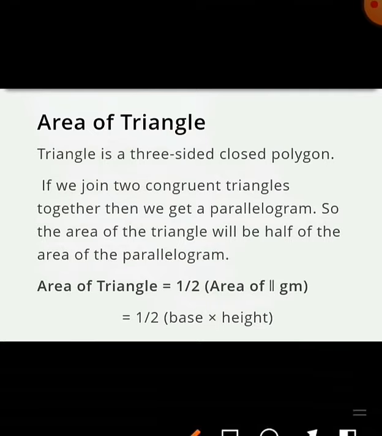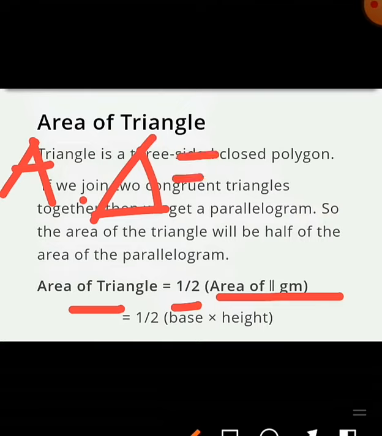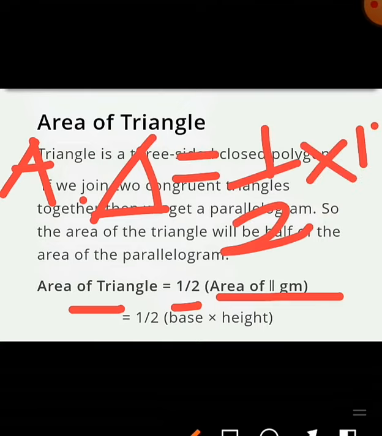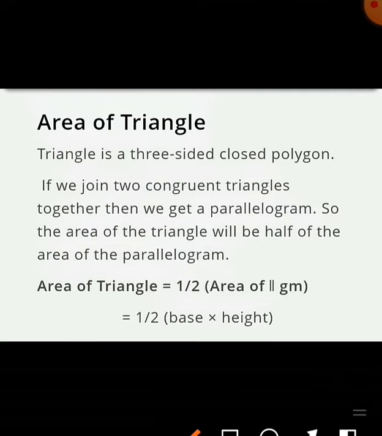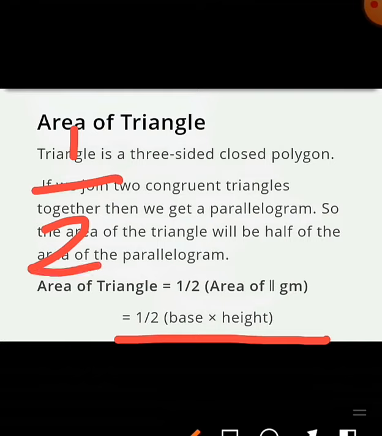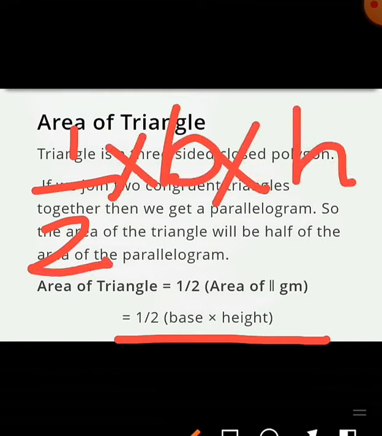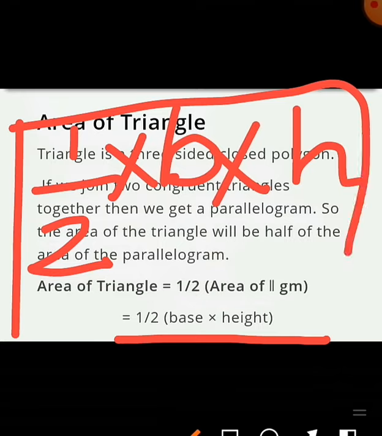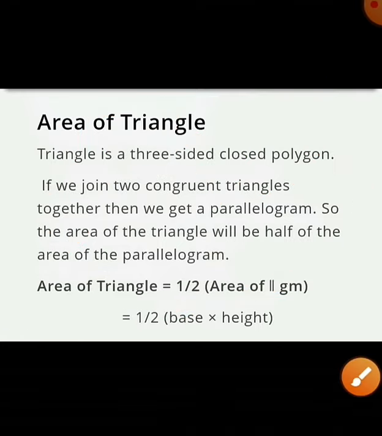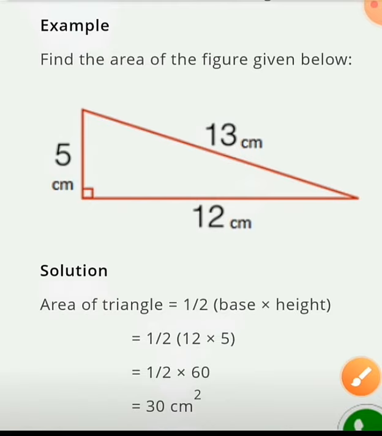So for finding area of triangle, it is very simple. पैरेललोग्राम का जो भी हमारा फॉर्मूला है उसके आगे आपको हाफ लगा देना है, दैट्स इट. सो एरिया ऑफ ट्राइंगल इज हाफ एरिया ऑफ पैरेललोग्राम. So the formula for area of triangle will be half into area of parallelogram, and area of parallelogram is base into height. So the formula is half into base into height. This is our formula, half into b into h. This is the formula for finding area of triangle. This is also very simple. Now we will see one example to understand it better.